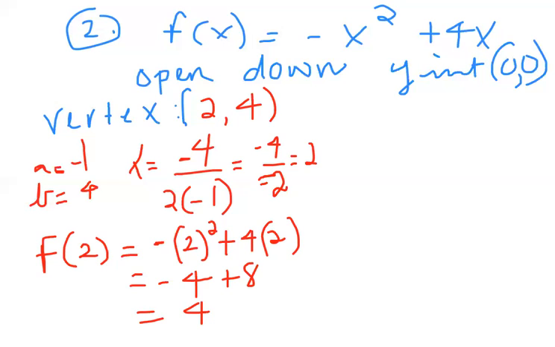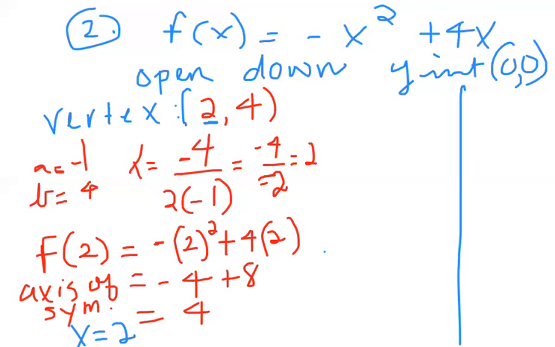Now, for the axis of symmetry or line of symmetry, remember this shares the same x value as the vertex. The x value of the vertex is 2, so therefore the line of symmetry is going to also be x = 2. So now we're ready to go ahead and sketch the graph.